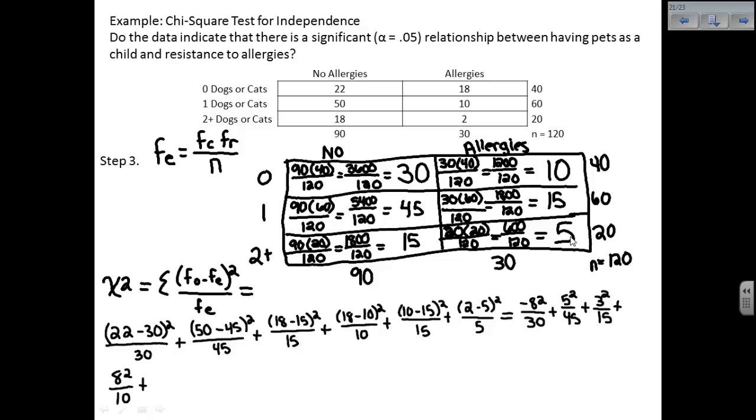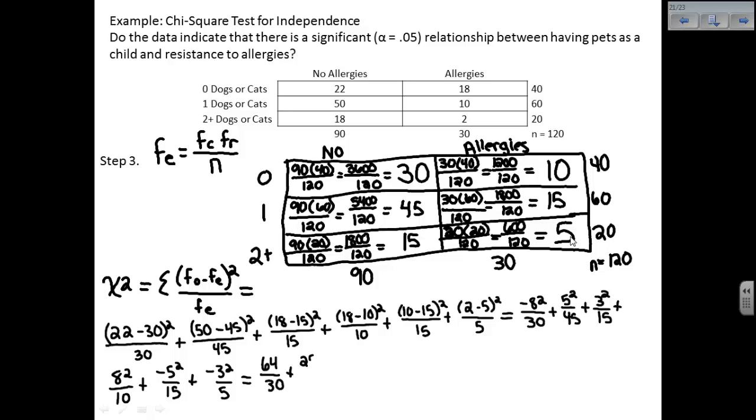10 minus 15, negative 5 squared, divided by 15. And then 2 minus 5, negative 3 squared, divided by 5. Then when we solve for these squares, we have 64, 8 squared, divided by 30.